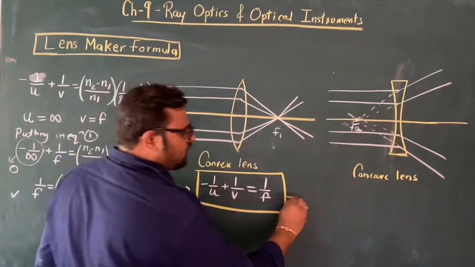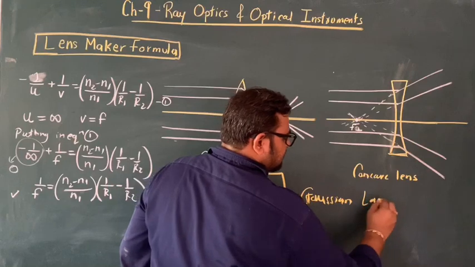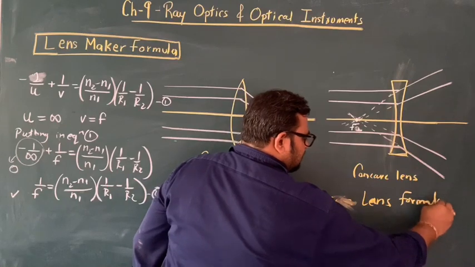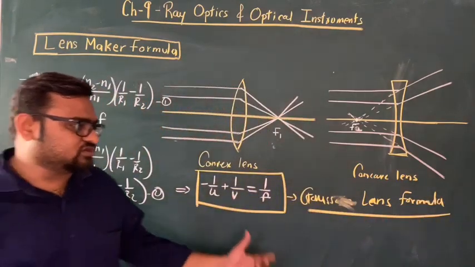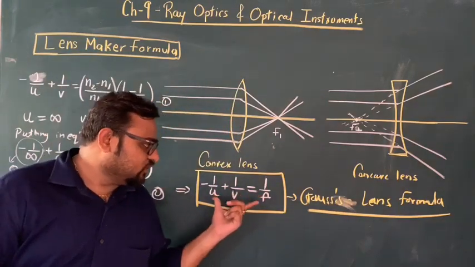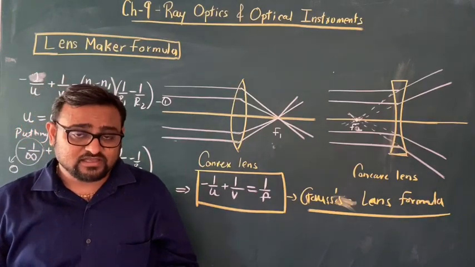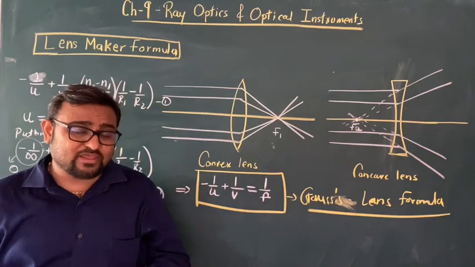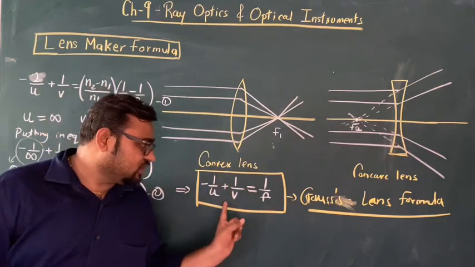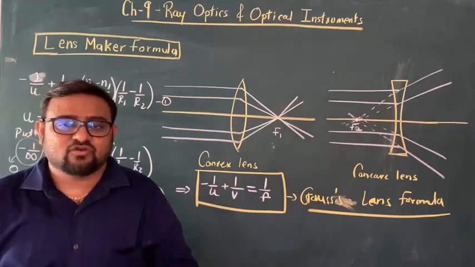This is called the Gauss lens formula. Minus 1 by u plus 1 by v is equal to 1 by f. Remember, the mirror formula was 1 by u plus 1 by v equal to 1 by f. There is a difference in the lens formula. It's minus 1 by u plus 1 by v equal to 1 by f. This is the lens maker formula.